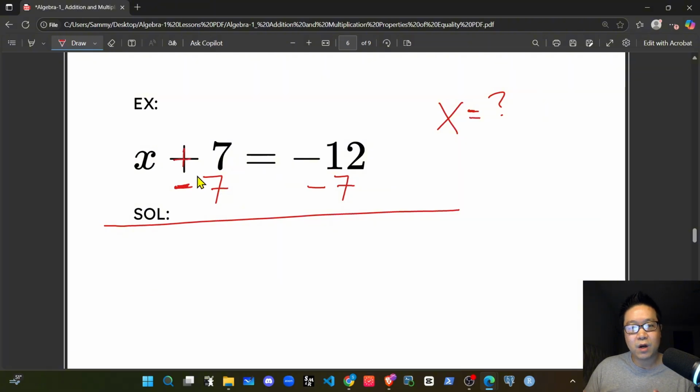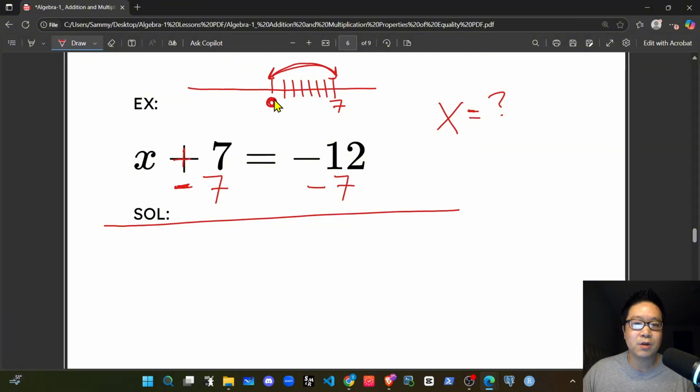If you have two of the same numbers and they have opposite signs, they cancel each other out and become 0, right? On the number line, if you start at 0 and go 7 steps to the right, and then 7 steps back to the left because of the -7, you end up at 0. So these will cancel out, and on your left-hand side, you're going to be left with x, which is exactly what we want.